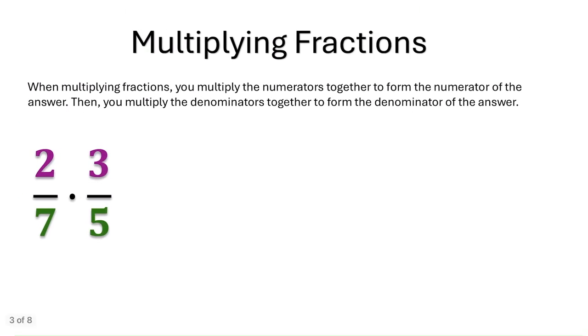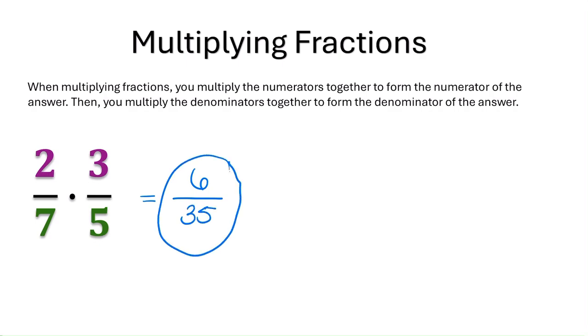So when you multiply fractions, you're going to multiply the numerators together to form the numerator of the answer, and then you multiply the denominators together to form the denominator of the answer. So if we're doing 2 over 7 times 3 over 5, I'm going to first multiply 2 times 3, which gives me 6, so that goes in the numerator. And then I do 7 times 5, which gives me 35, and that goes in the denominator. So 6 over 35 is my answer.